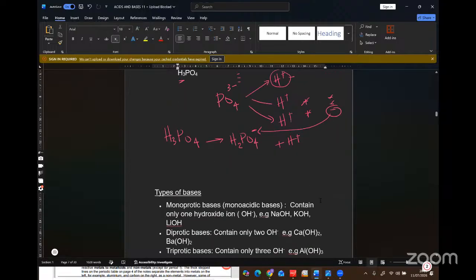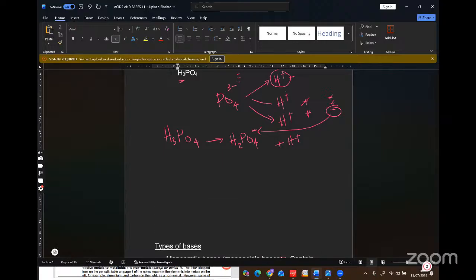Then this one can further lose a hydrogen because it can lose 3 hydrogens. So even this one can lose another hydrogen. So we can write it like this, PO4 minus, okay? It can lose 1 hydrogen. So when it loses 1 hydrogen, it now becomes only 1. Then the PO4, we write 2 minus plus hydrogen, okay?